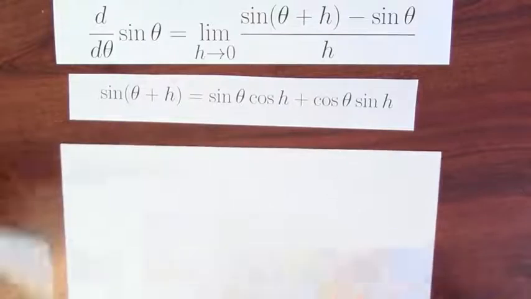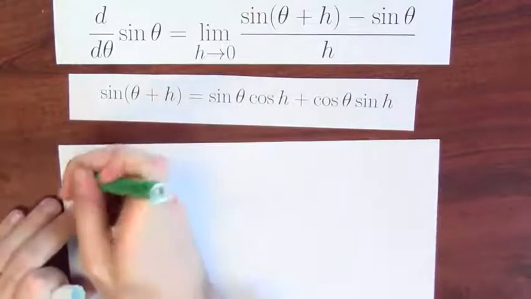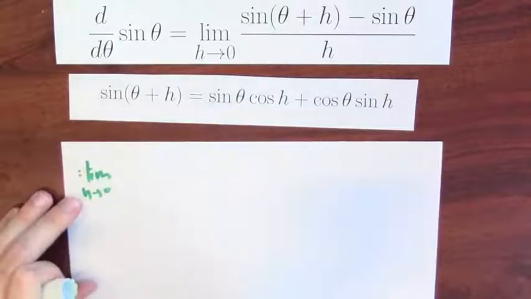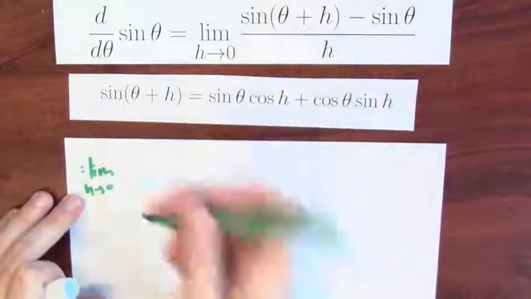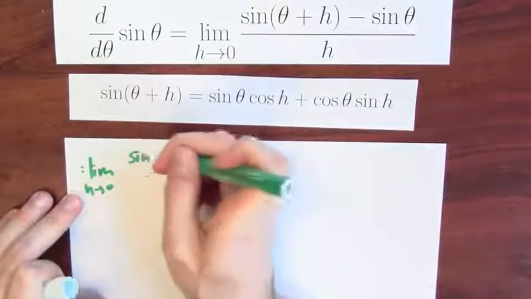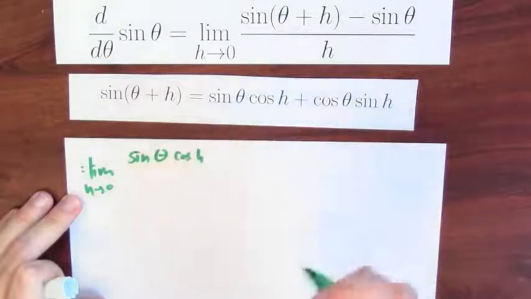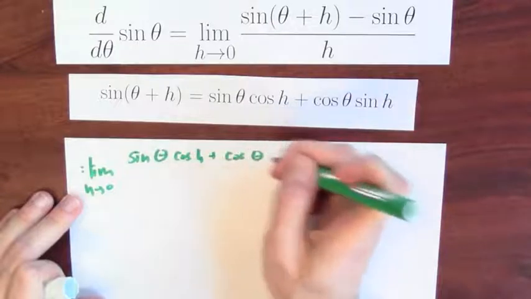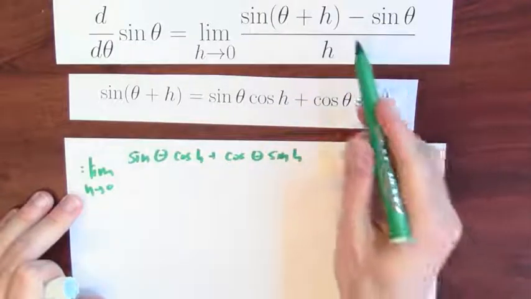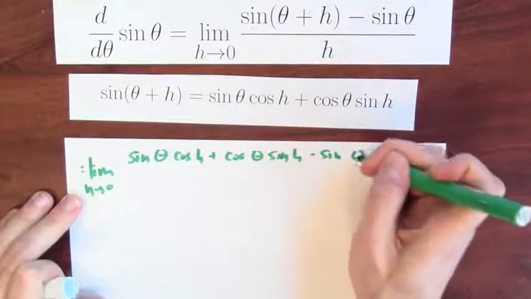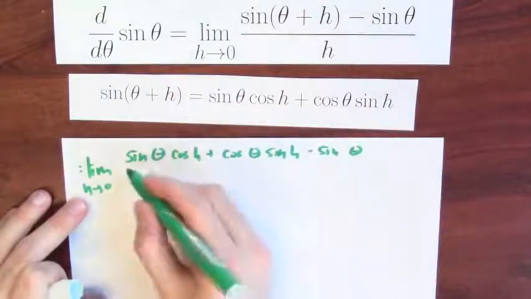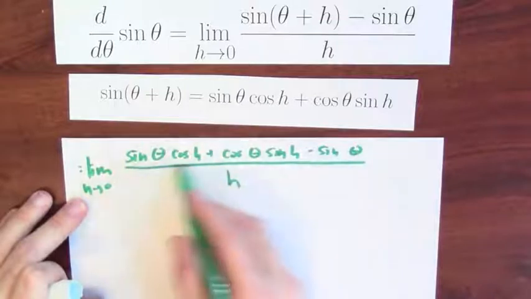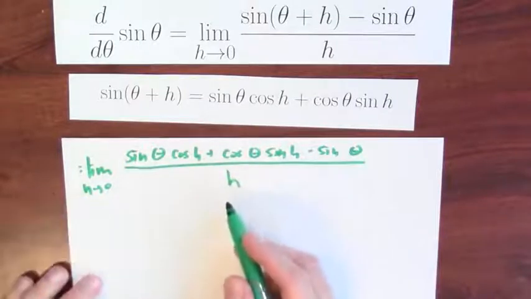So let's do that. The derivative is the limit as h approaches 0 of, instead of sine(theta plus h), sine theta times cosine h, this first term, plus cosine theta sine h, minus sine theta from up here. And this whole thing is divided by h. So this is sine(theta plus h) minus sine theta, all over h.